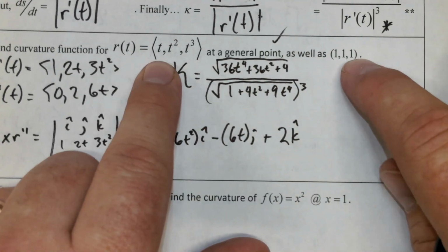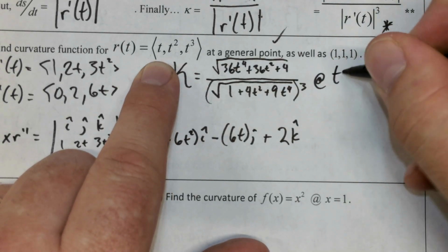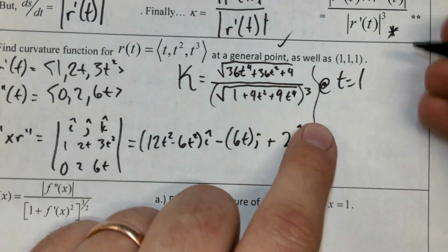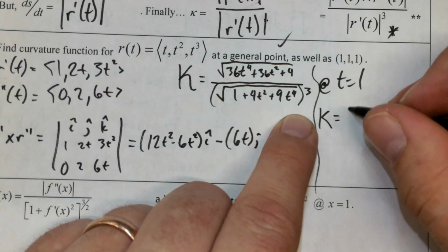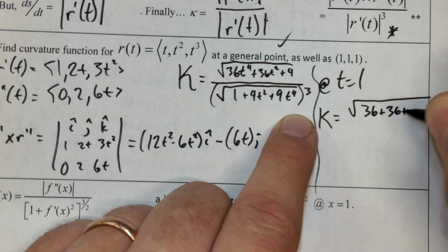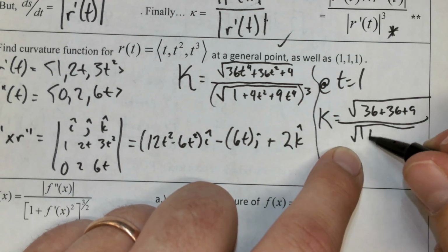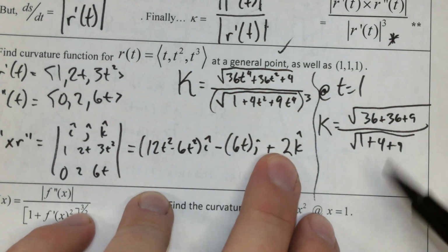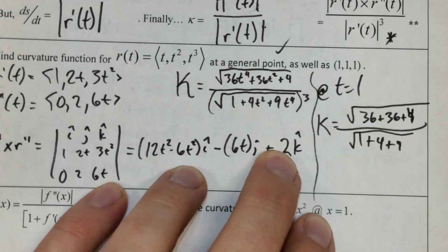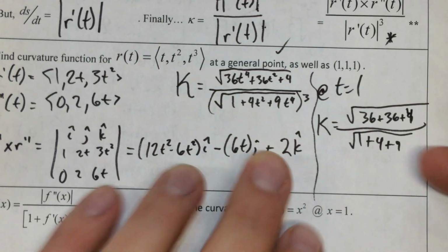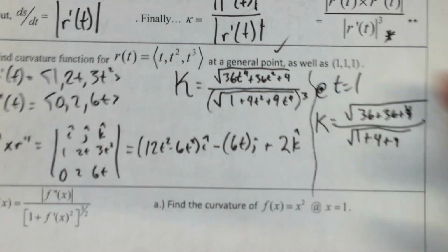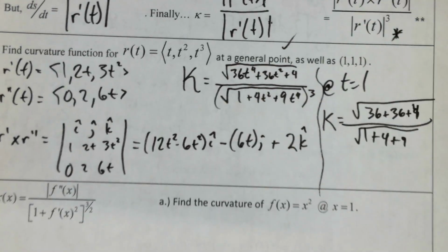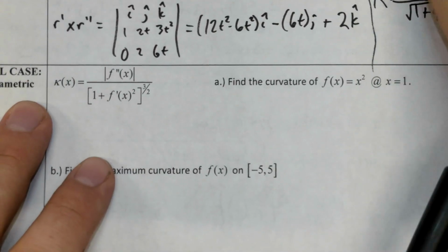Well, at 1, 1, 1, I know that t equals 1. When t equals 1, my curvature, again, would turn into this. 36 plus 9 over square root of 1 plus 4 plus 9. Neither of those numbers are nice. Neither of these things simplify very well. But in case you're, oops, did I write 9 instead of 4? Yep. Square root of 76 divided by square root of 13. Not a nice number. We'll understand what this number means when you come into class next. Just understand how I calculate curvature using this formula.